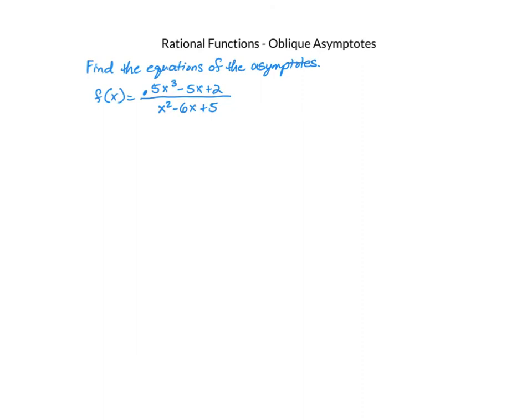So here it is. We're going to find the equations of the asymptotes for this function. F of x equals 0.5x cubed minus 5x plus 2 over x squared minus 6x plus 5.